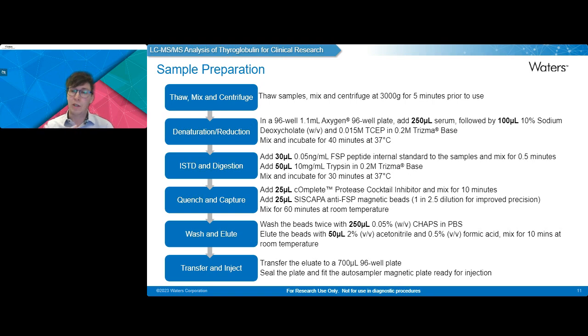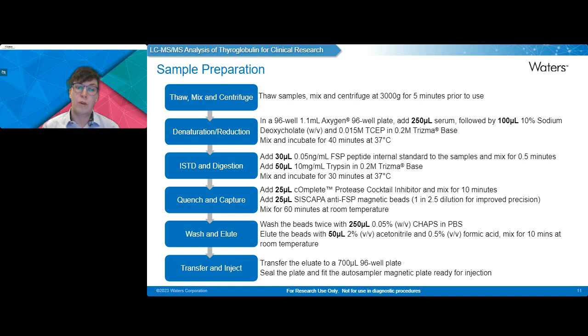Now, potentially, you could run this for longer for some slight improvements in sensitivity, but we had workflow considerations in terms of time to consider. So we thought that was the most suitable time for this analysis. You then wash the beads twice with CHAPS in PBS. So CHAPS is a detergent. It helps with the recovery of the target peptide and stops aggregation of the beads.